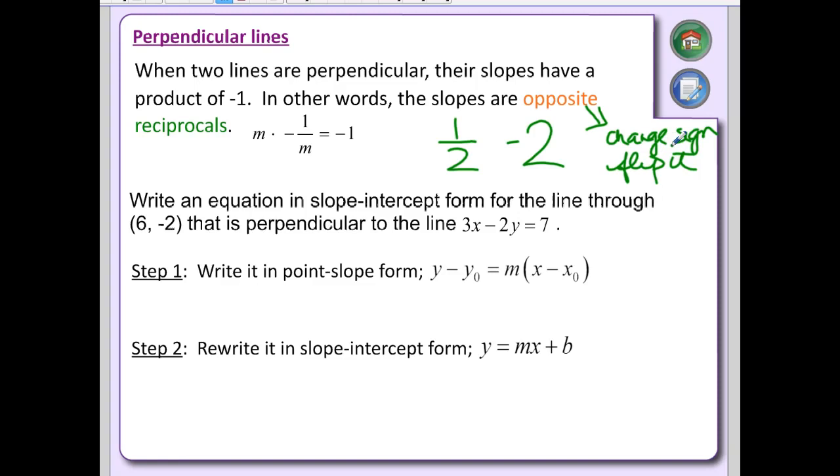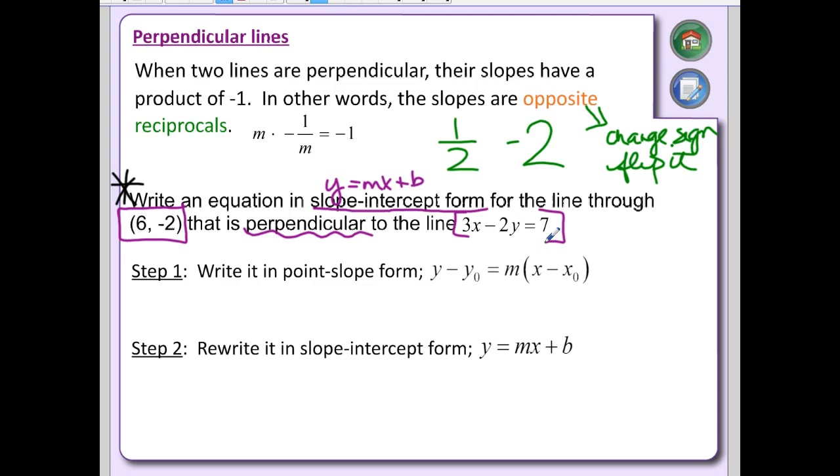Now, here's the battle that we need to fight, unfortunately. Let's look at my equation here. Here's what we got to do. It says, write an equation in slope-intercept form. So we know it's got to look like y equals mx plus b when we're done. From the line through (6, -2), so they gave me a point. I've got an ordered pair, but they want it perpendicular to this line. Well, we just learned that lines that are perpendicular to each other have slopes that are negative reciprocals.